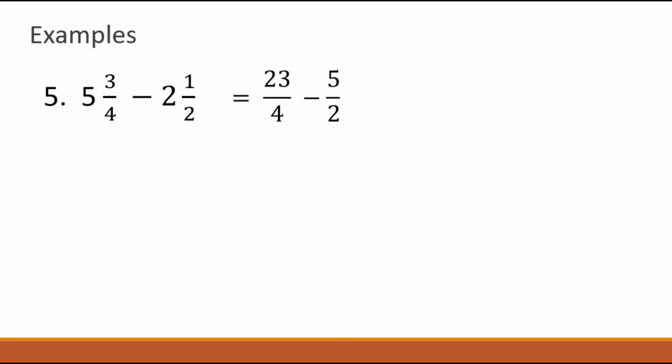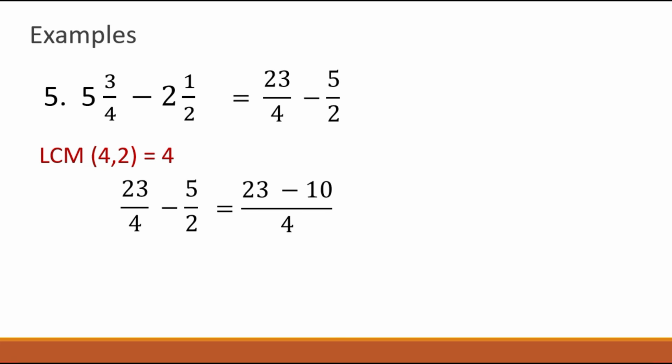The given now is 24 over 3 minus 5 halves. Same process. Get the LCM of 4 and 2. Of course, that's equal to 4. Copy the given. Write our LCD.